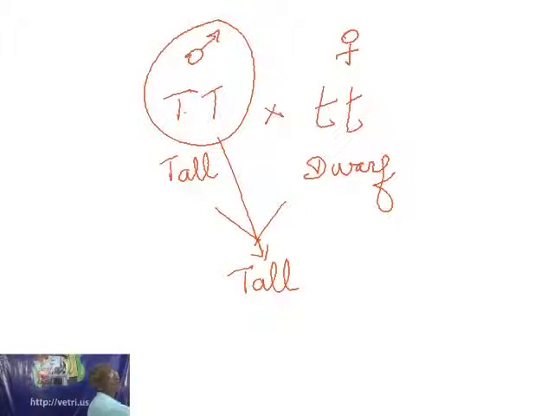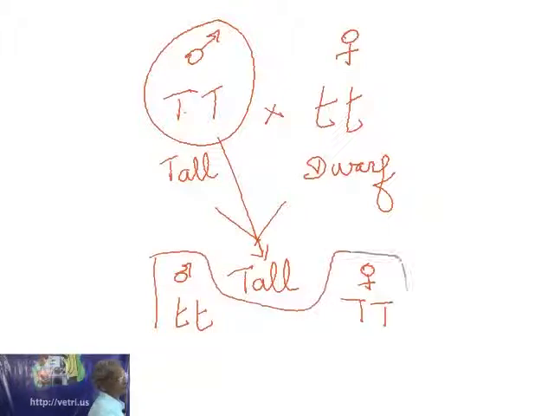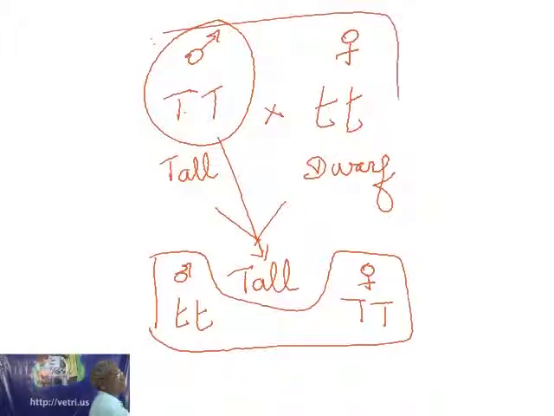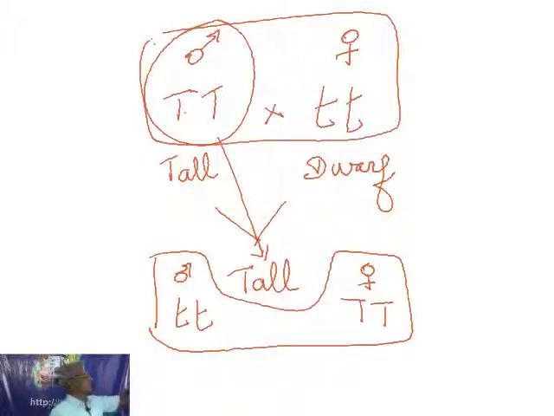What is a reciprocal cross for this one? You see, this tall plant is taken as a female, and this is taken as a male. Now, this cross is a reciprocal of this cross. I hope now you understand the thing very clearly. You are using a tall as a male and a dwarf as a female, and then you get all tall in the F1 generation.